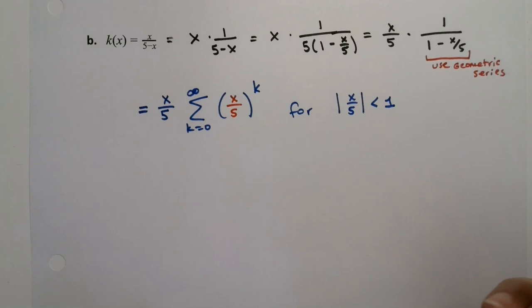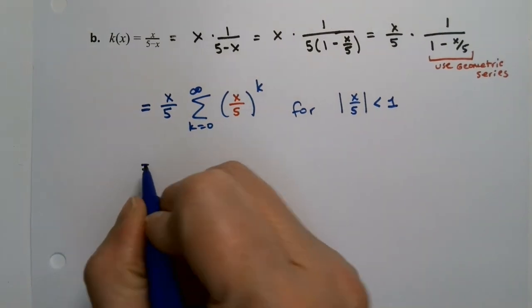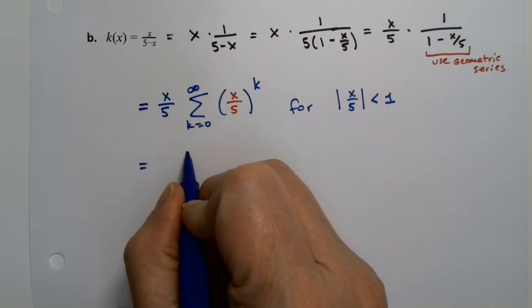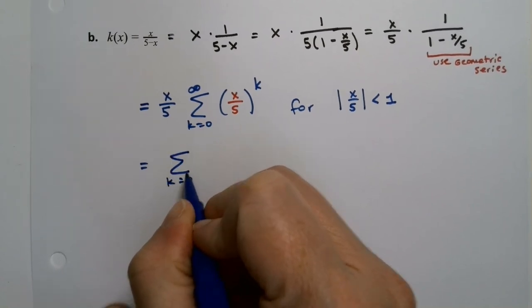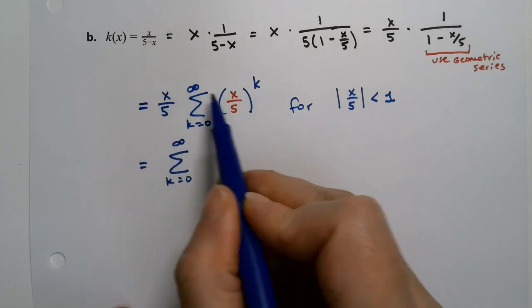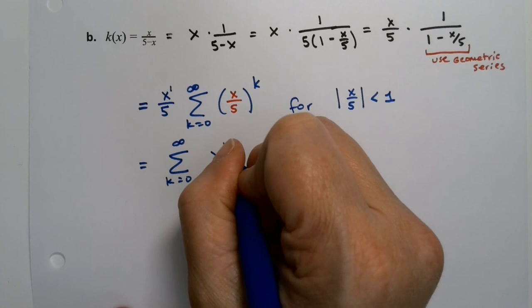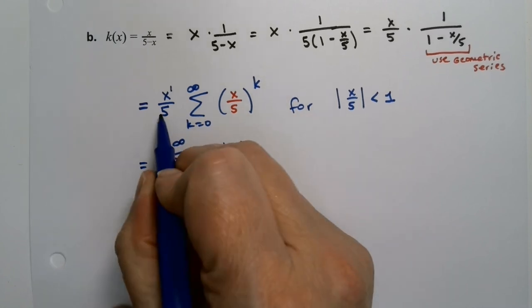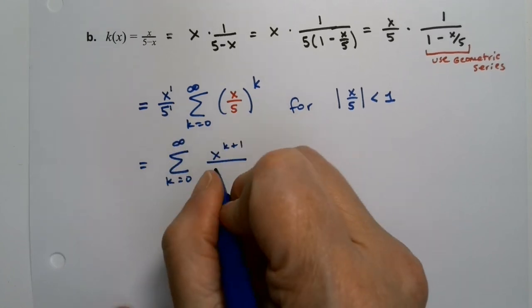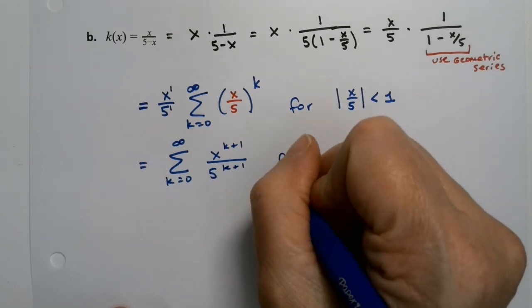Okay, so what would this look like? Let's do a little bit of calculus and algebra. So I'm going to put k equals 0 to infinity. And I guess I'm just going to put these together. x to the 1 times x to the k is x to the k plus 1. Similarly, 5 to the 1 times 5 to the k is 5 to the k plus 1. Like that.